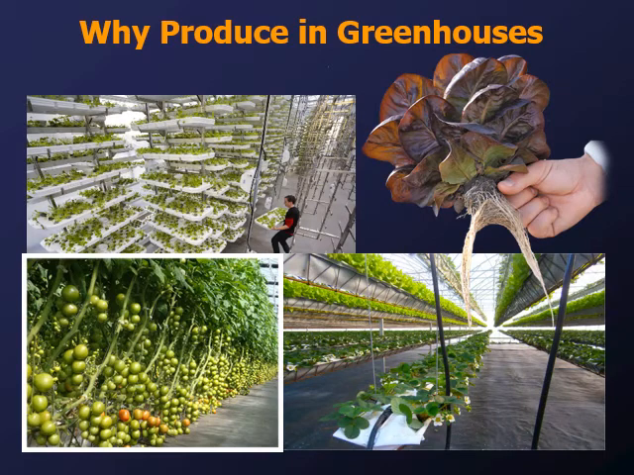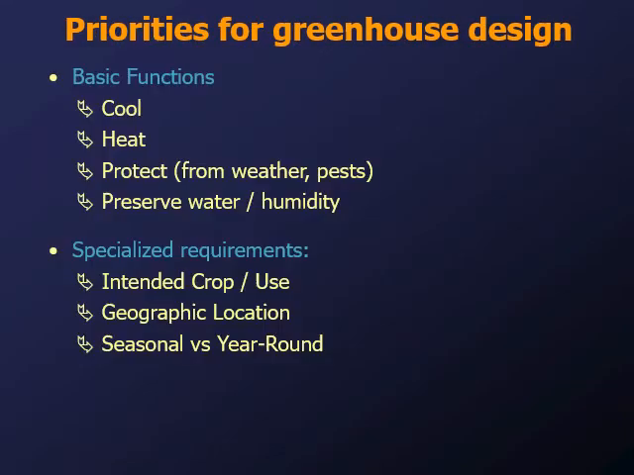What kind of things are grown in greenhouses? We've talked about that already, but lots of stuff. What are the priorities for a greenhouse design? So basic functions: cooling, heating, protecting, preserving water. Oftentimes your geographical location has an impact. And also, are you going to grow seasonally, just a couple of months a year, or are you growing year round? Those are things that factor in.